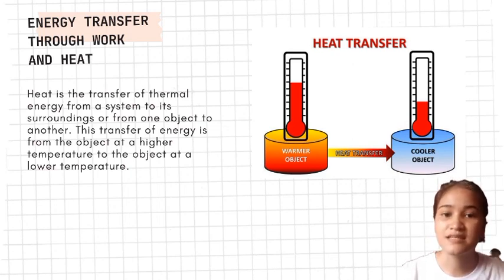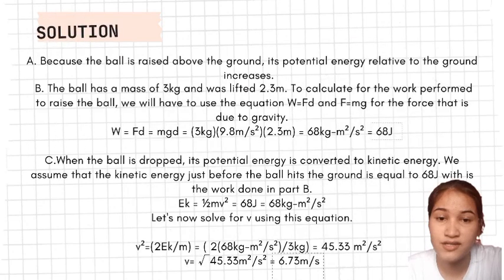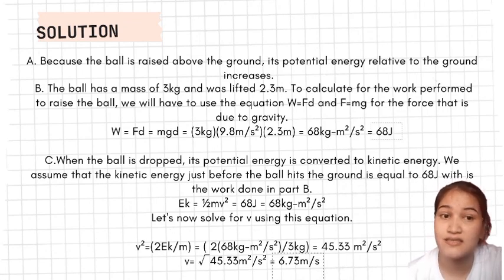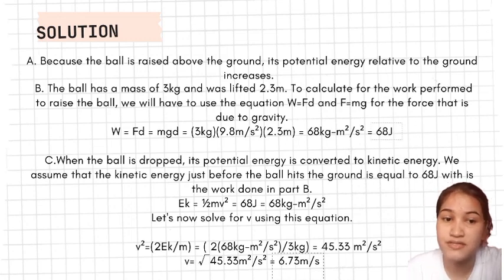Now let's try to answer a sample problem. To answer letter A, as the ball is raised from the ground, its potential energy increases. To answer letter B, let's use the equation work is equal to force multiplied by the distance. We will also use force is equal to mass times gravity for the force that is due to gravity. To calculate for the quantity of work, our formula will now be work is equal to mass times gravity times distance. Let's substitute our values, then our answer will be 68 joules.